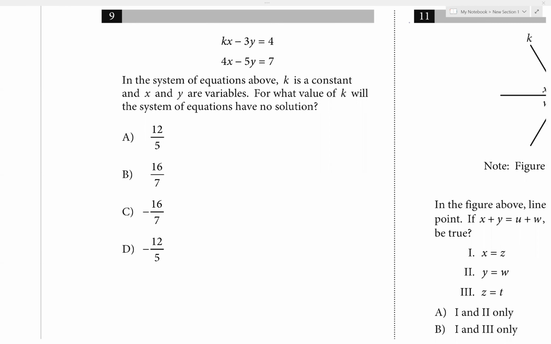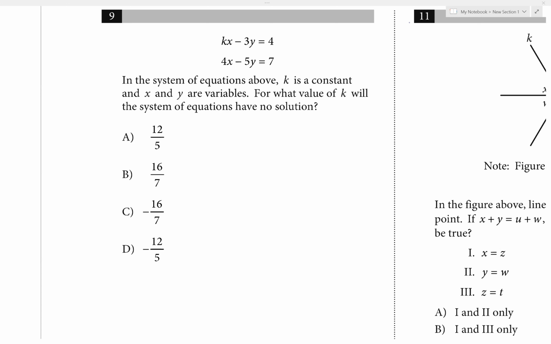All right, question 9. You have kx minus 3y equal to 4, 4x minus 5y equal to 7. In the system of equations above, k is a constant, and x and y are variables. For what value of k will the system of equations have no solution?